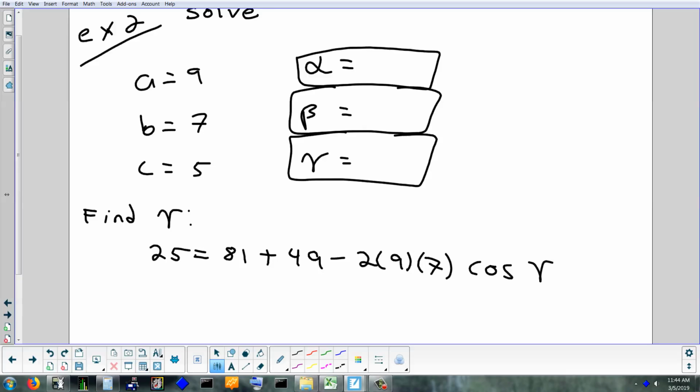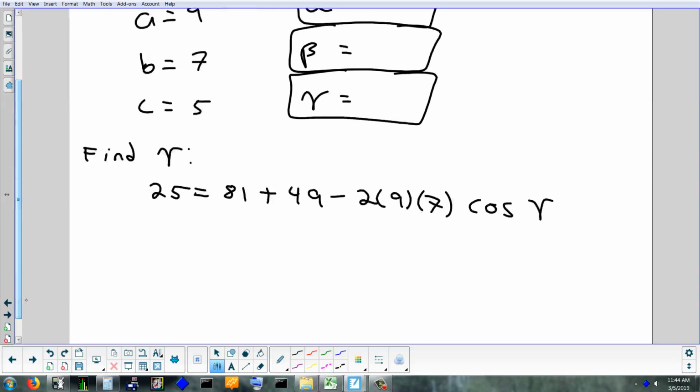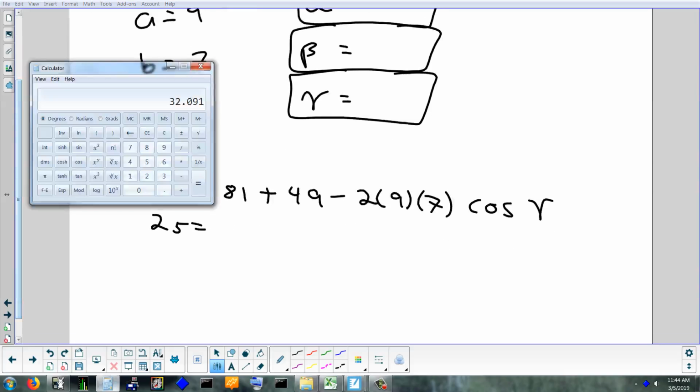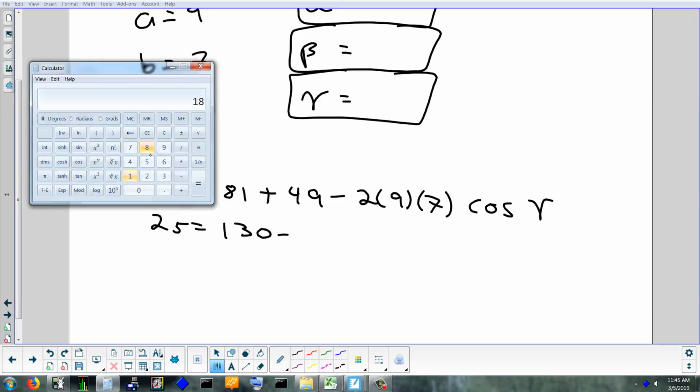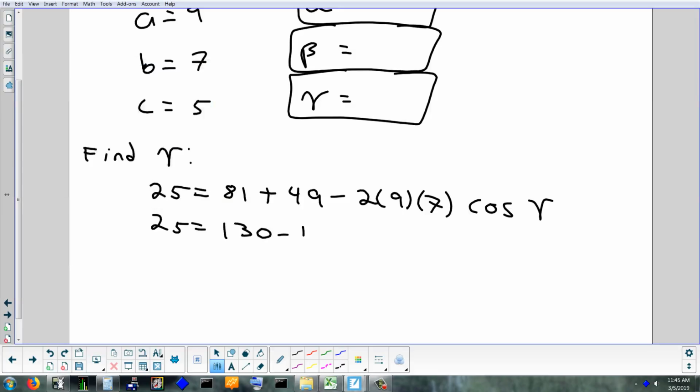Gamma. Okay. So let's do that out. We already squared A and B as we went. Technically if you're following PEMDAS, you should do 2 times 9 times 7 first. But adding 81 and 49 is a totally separate part of the problem, so it's not going to mess anything up. So 81 and 49 gives me 130 minus 18 times 7. 126.